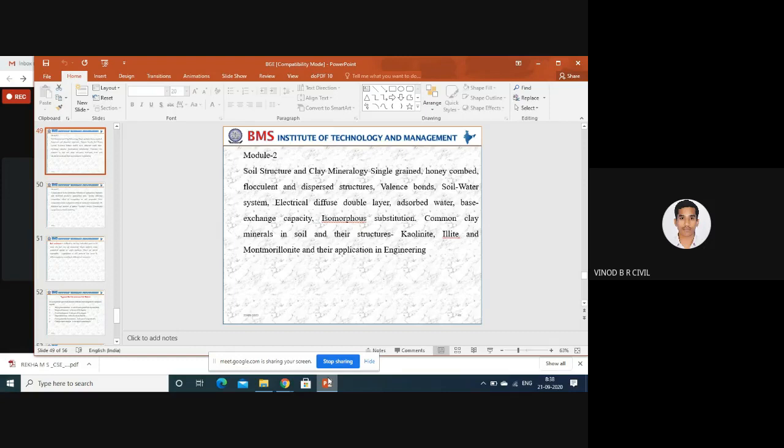Hydrometer analysis is one type of analysis. You can also go for the wet sieve analysis. As we know, there are two types of sieve analysis: dry sieve analysis and wet sieve analysis. Dry sieve analysis means with the help of a set of sieves you conduct the experiment: 4.75, 2.36, 1.18, 600, 425, 300, 150, 75. These are the set of sieves.